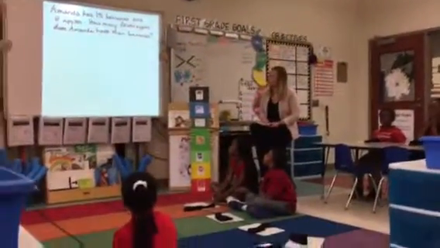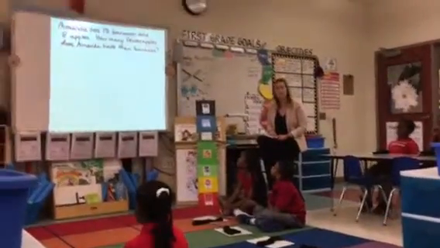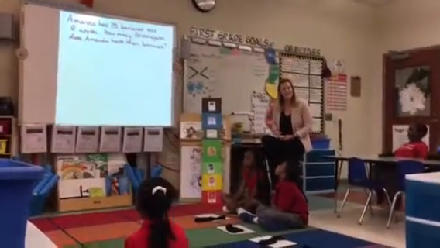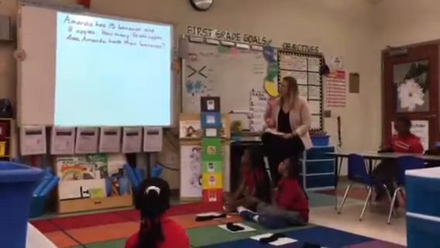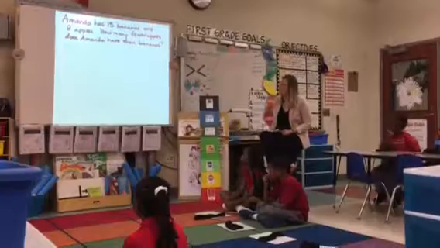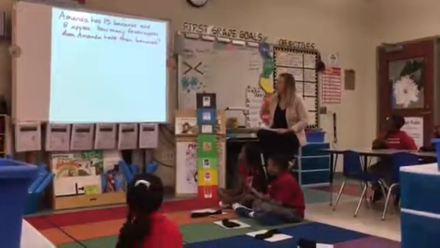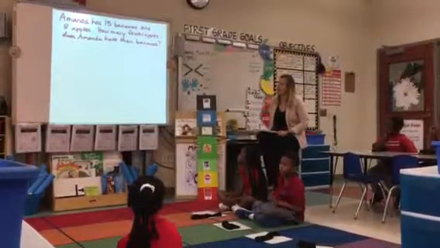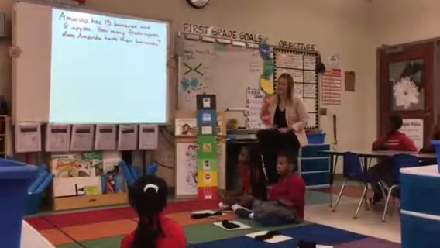How many fewer apples does Amanda have than bananas? Listen again. Amanda has 15 bananas and 8 apples. How many fewer apples does Amanda have than bananas?